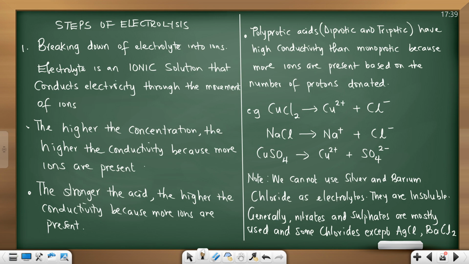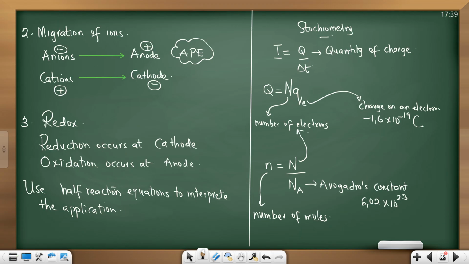And these are the 3 steps. First, the breaking down, so we break down our electrolyte, and we defined electrolyte. The higher the concentration, the higher the conductivity. The stronger the acid, the higher the conductivity, because more ions are present. We also spoke about polyprotic acid, because it donates more ions, so it becomes more conductive. Then number 2 is migration, and number 3 is just redox. So it's important to go through these 3 steps.